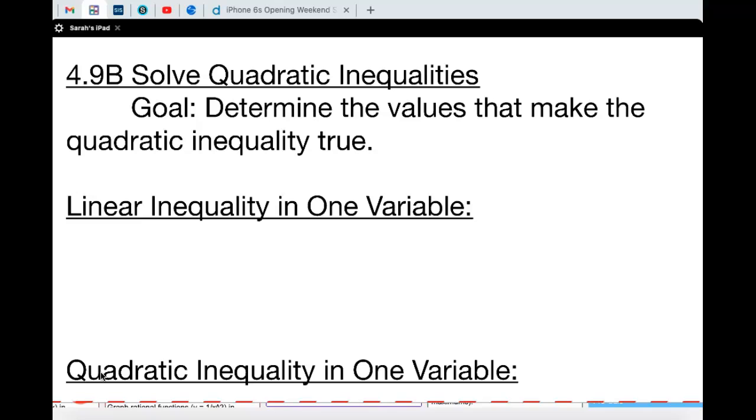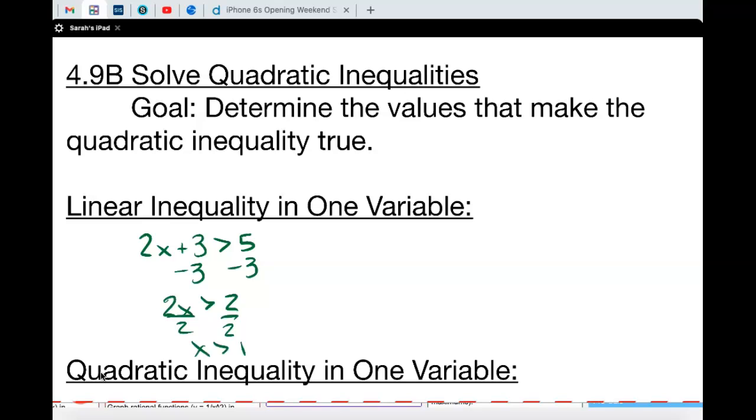We have solved linear inequalities of one variable. Linear is always a variable to the first power, and it's still an inequality with one variable. So we've solved problems like 2x plus 3 greater than 5, for example. How did we solve this? Subtract 3, then divide by 2, and you get x greater than 1.